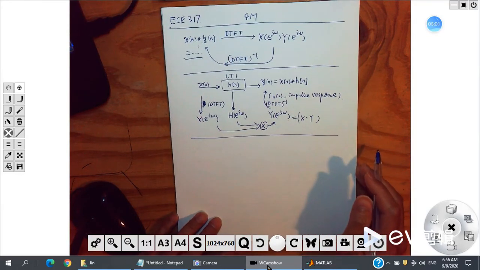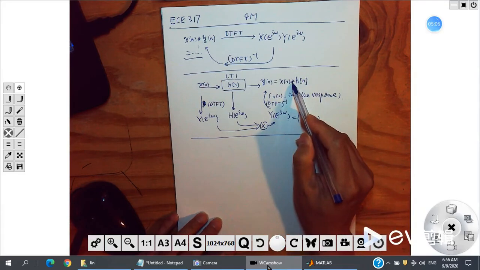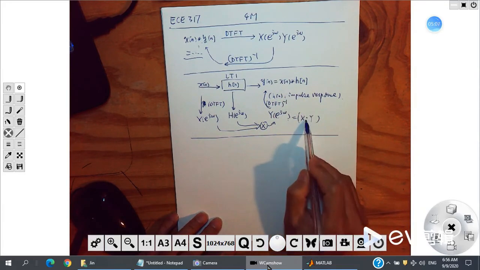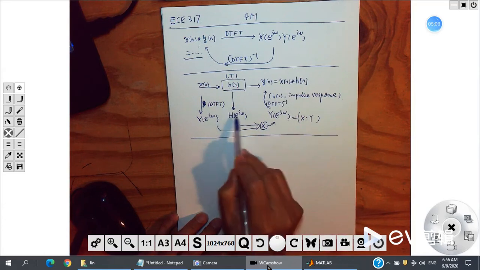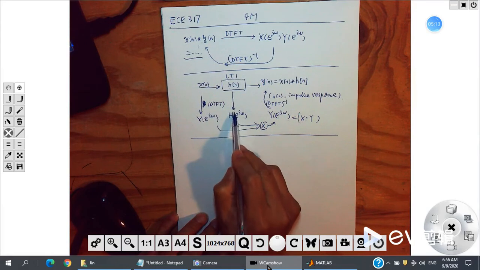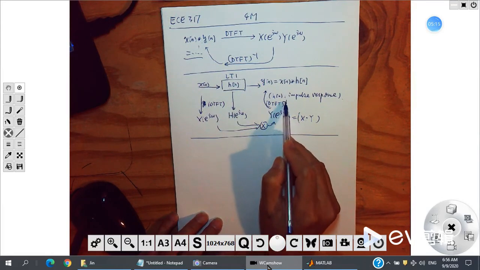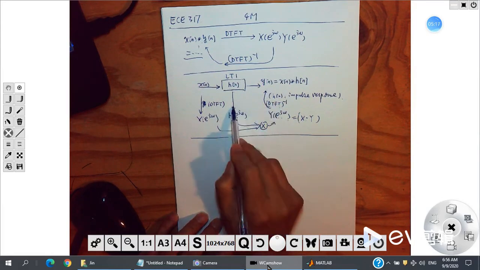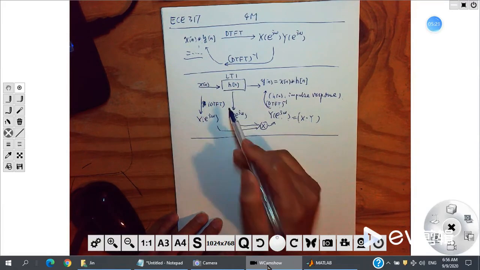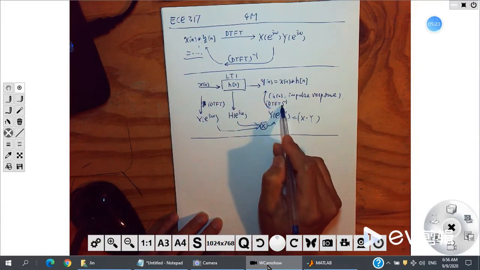Of course you need to do the Fourier transform. You avoid doing the convolution. You replace it by multiplication, and also you need several transforms, right? DTFT, DTFT, and the inverse DTFT. You need these three transforms, two forward transforms and one inverse transform.